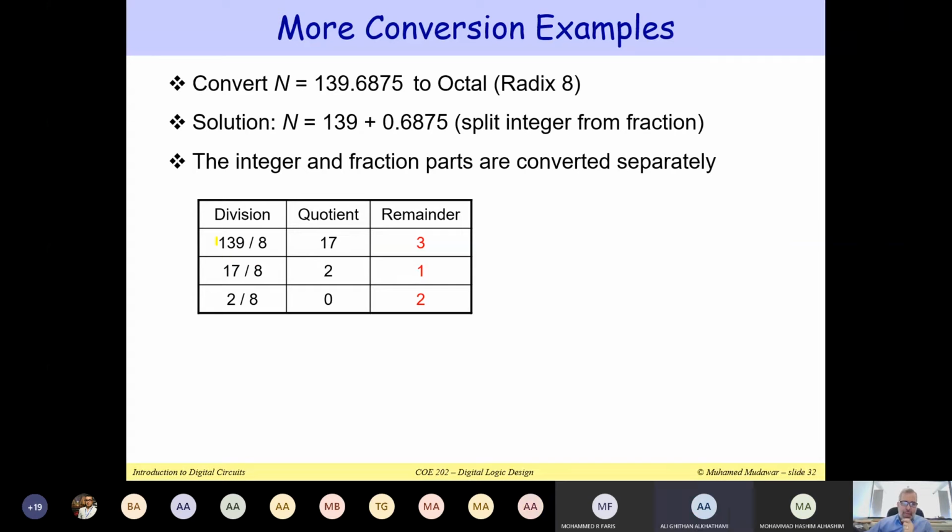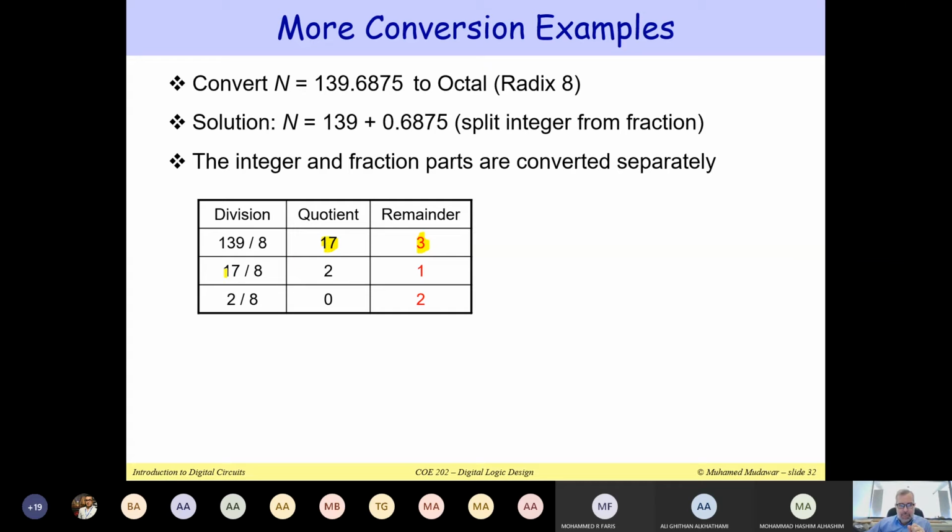Exactly. So 139 minus 136, you get the remainder, which is 3. This is the integer remainder. This is called integer division, so we don't write it as 17 point. We write just 17 as the quotient, and the remainder is 3. Now notice that this 3 is digit 0 in the integer part.